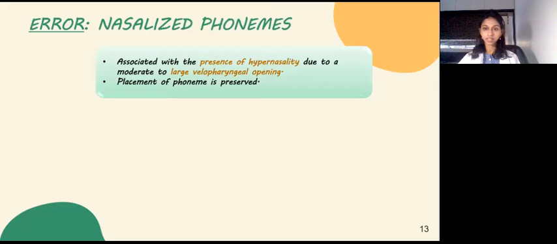Nasalized phonemes. Nasalization of oral consonants occurs due to the presence of hypernasality, which in turn occurs due to a large velopharyngeal opening. When voiced plosives are produced in the presence of a significant VPI or a large oronasal fistula, these oral phonemes sound more like their nasal cognates. So B will sound like M, D will sound like N.